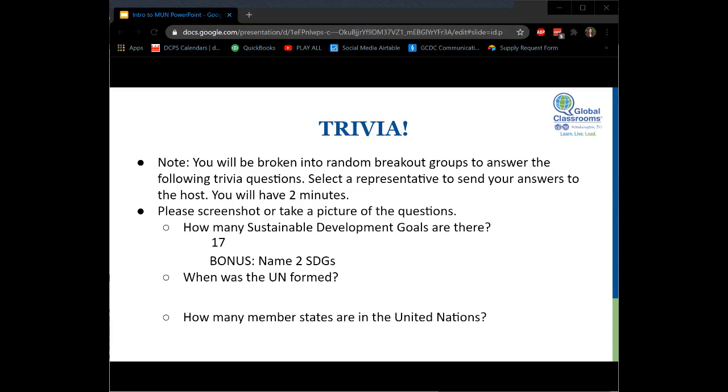So SDG number 4 is quality education, and then SDG 16 is peace, justice, and strong institutions. The reason I bring this up is Global Classrooms as a program, we really focus our program around the Sustainable Development Goals. We teach our students about the Sustainable Development Goals through learning about global issues. So they're very important to learning about the world and all the issues that they're going to be tackled.